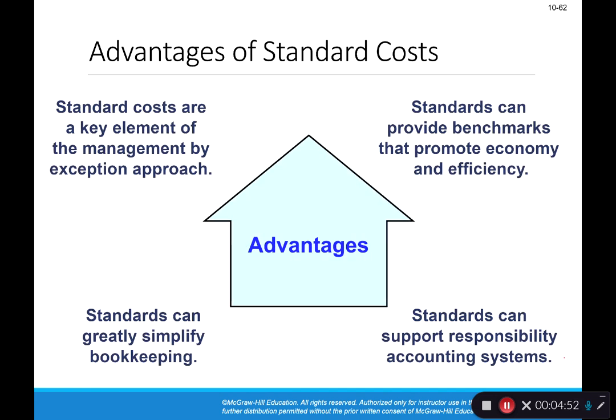So let's wrap up the chapter by talking about some advantages of standard cost. Standard costs are key elements of management by exception. Management by exception is when you take actual results and compare it to the budget. So the standards provide us a budget on a per unit basis, which allows us to do this management by exception approach. Standards give us benchmarks to promote economy and efficiency to get better effectively. Standards can simplify bookkeeping because we could use the standards in our bookkeeping, and it can also support responsibility accounting systems. In other words, it helps us hold managers accountable for the things that they have control over.